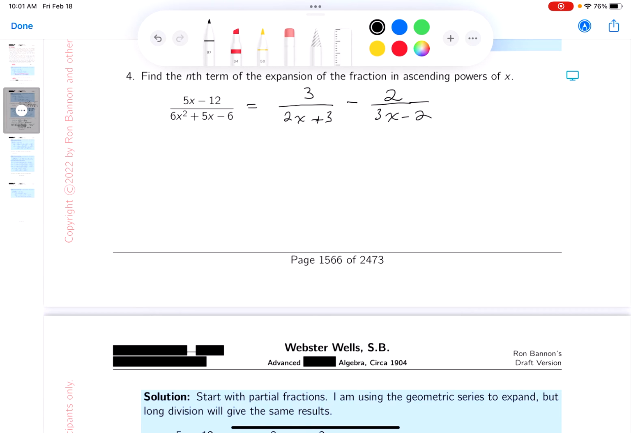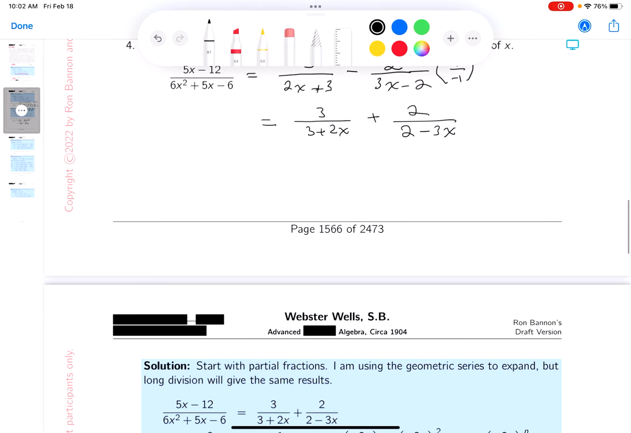What they did was, in the first term, they just commuted the bottom, which would be 3 plus 2x. In the second term, they multiplied the top and the bottom by minus 1. What would you get there? You get minus 2 on top, and minus 2 becomes plus 2. And in the bottom you would get 2 minus 3x. I want to go to the key and see if I've matched that now. And I see it. I see the 3, I see the 3 plus 2x on the bottom, I see plus 2 over 2 minus 3x.